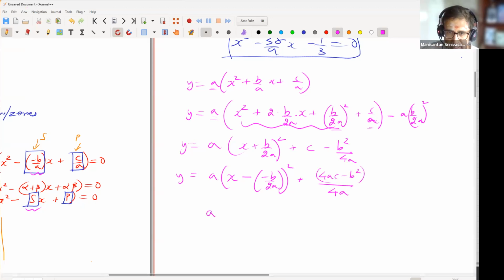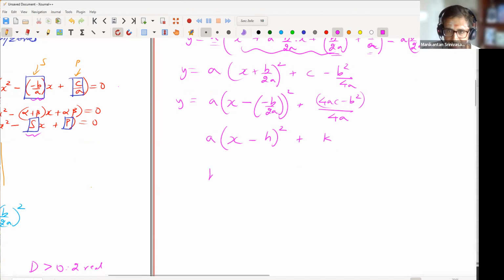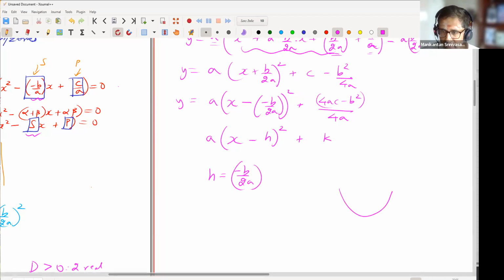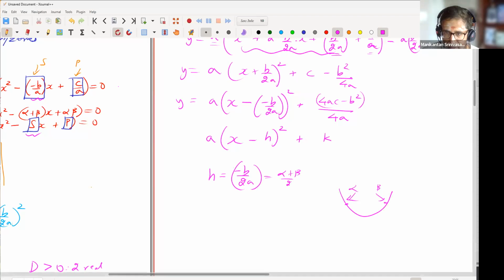So I can write this as a times x minus h whole square plus k, right? Where my coordinates of the vertex therefore become h equal to minus b by 2a. And it's no surprise because the vertex is exactly halfway between the two roots. So it's the average of the two roots, right? So alpha and beta, the average of the two roots is minus b by 2a. And the sum of the two roots is minus b by a.